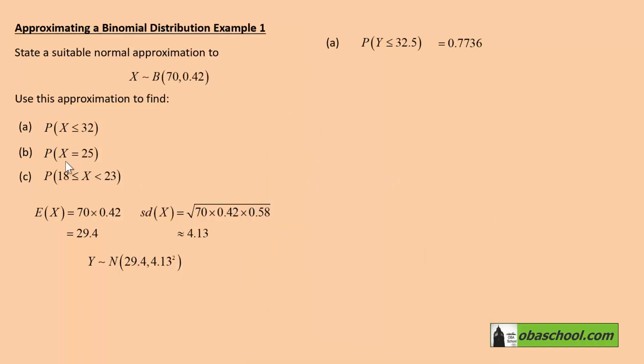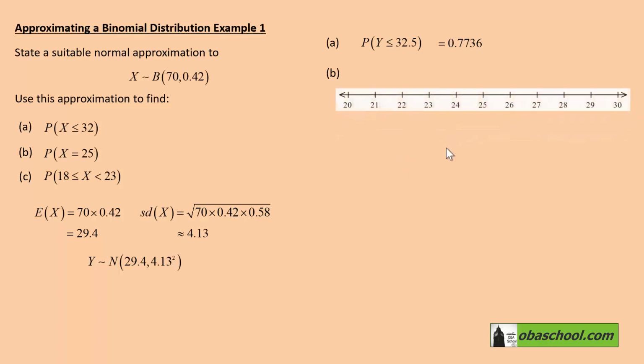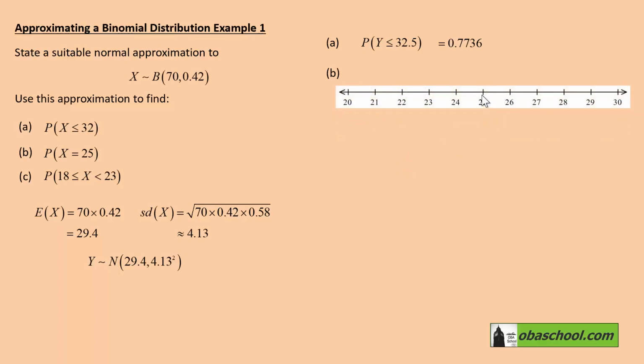Now, in part B, X is 25. Clearly, we're not just going to do Y is 25 because that's going to give us 0. We know how that works with a continuous distribution. But we've got to use the continuity correction. This time I'll put a number line in just to explain. So 25 is here. Remember with the continuity correction, we go plus or minus 0.5. So what we're actually going to do is go from 24.5 to 25.5.